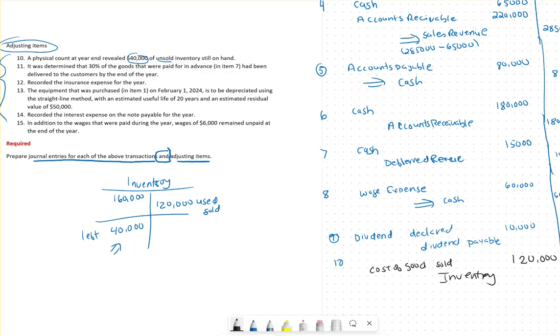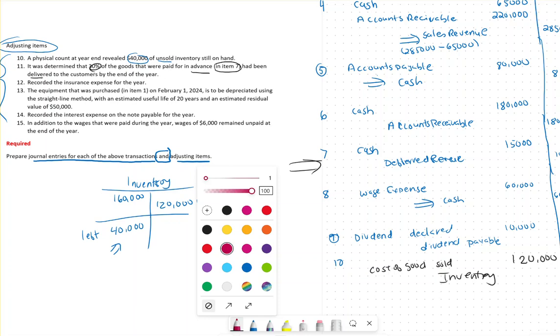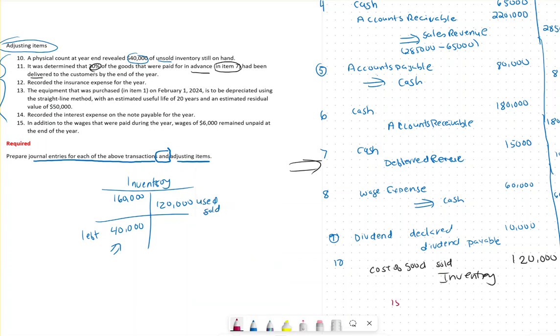$120,000. So that is my adjusting entry. Now they said that it is determined that 30% of the goods that were paid in advance in item 7 had been delivered. So we go to 7, and 30% is we provided them the service. So how much is going to be? 115,000 multiply by the 30%, which is your 4,500.